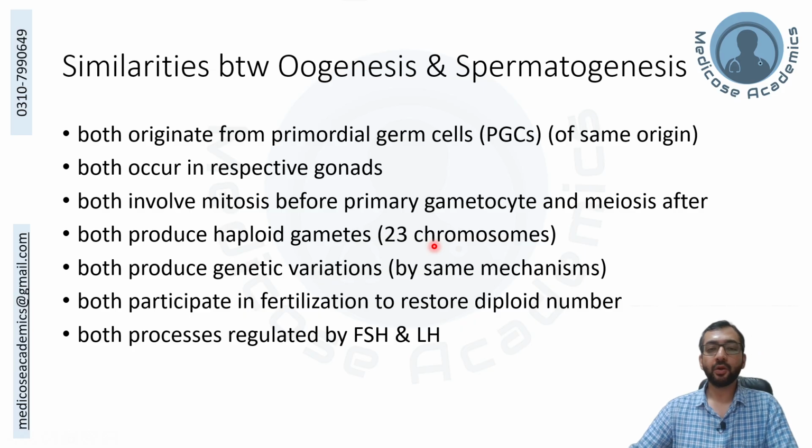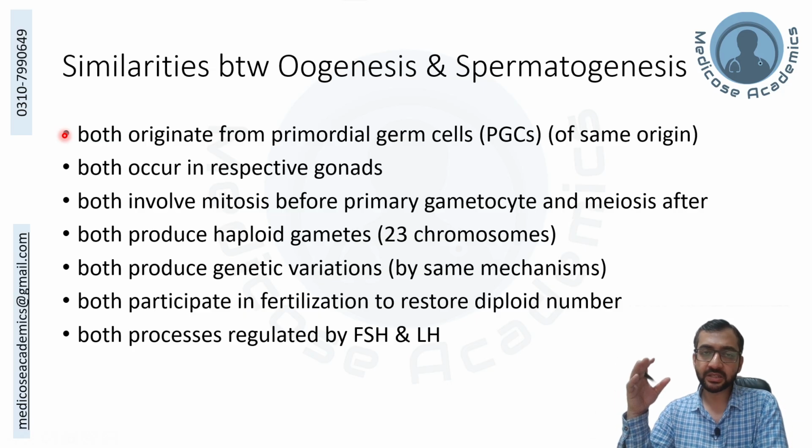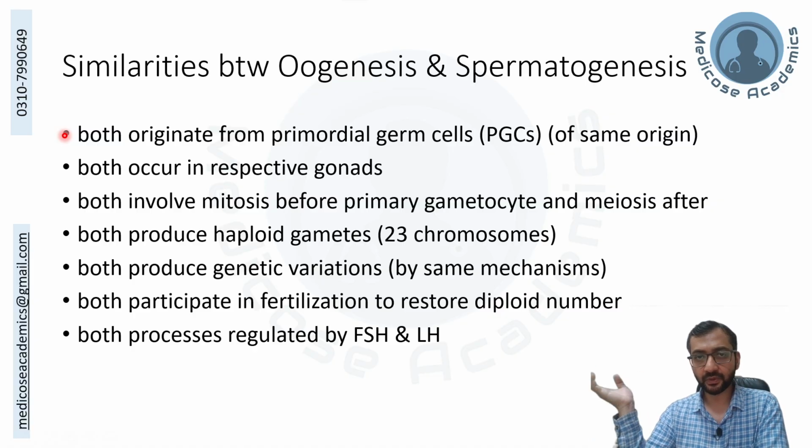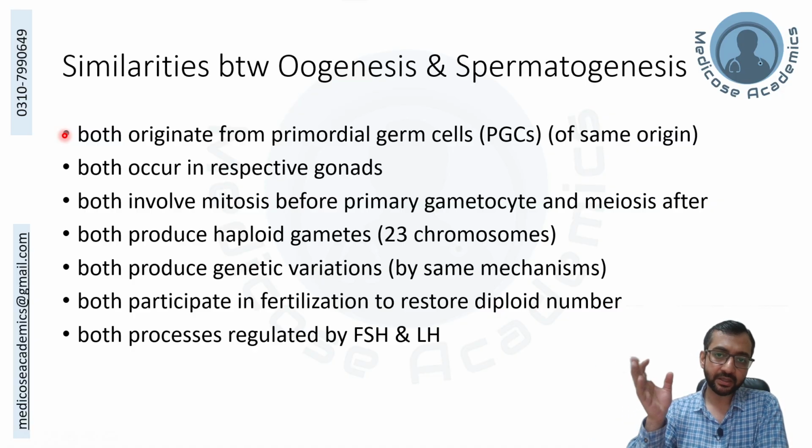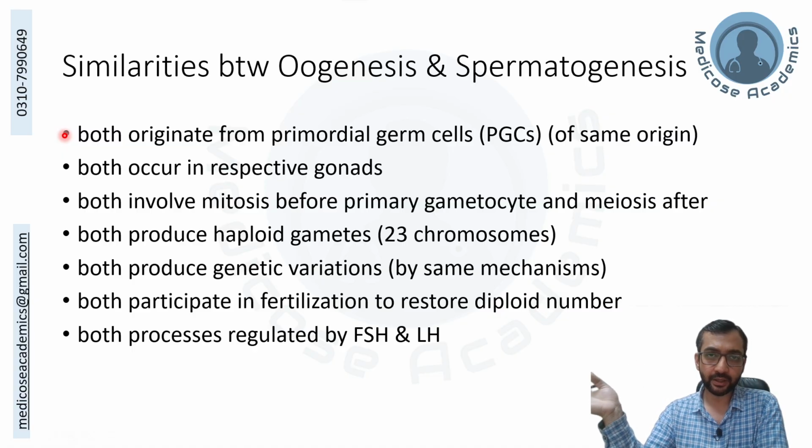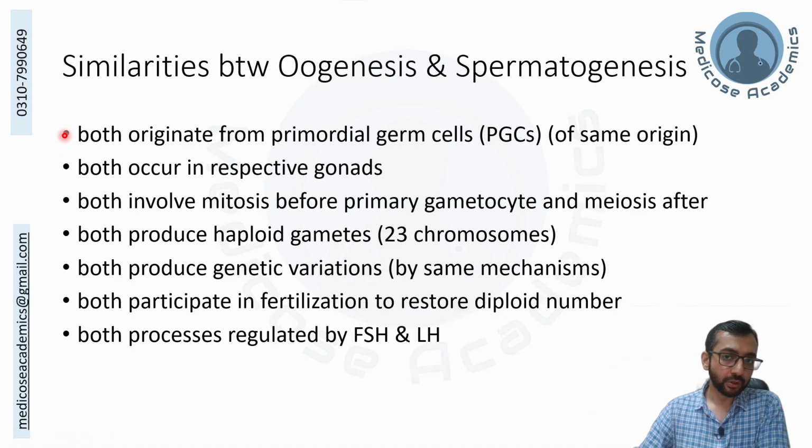There are a lot of similarities between them. Both of these processes originate from the primordial germ cells. The primordial germ cells in both cases are of the same origin: from the epiblast in week 2, then the yolk sac, then the mesentery, then the fifth week genital ridges. Basically, it comes from the yolk sac wall endoderm, which was coming from the epiblast cells. Both occur in the respective gonads: testes in males, and ovaries in females.